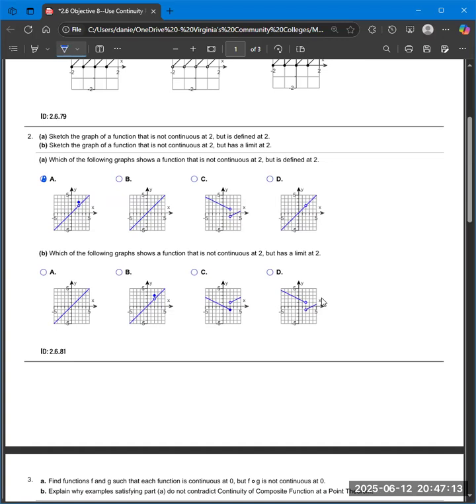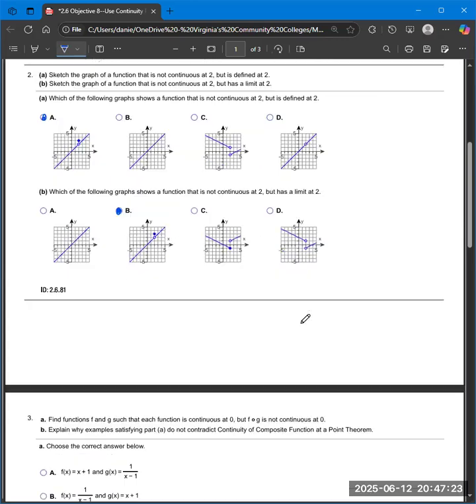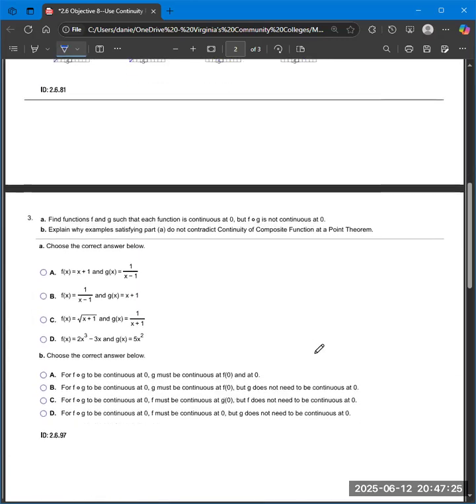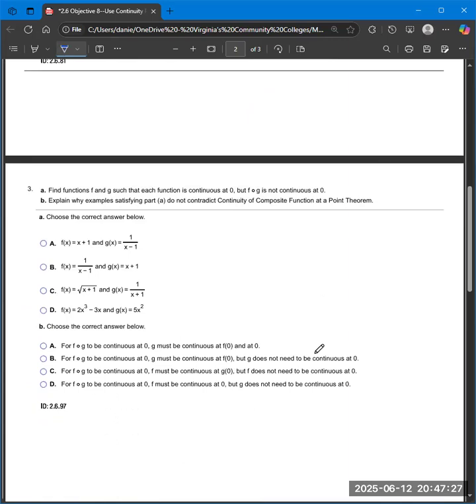B. And the limit is where that hole is. All right, and then 3, find functions f and g such that each function is continuous at 0, but f of g is not continuous at 0.